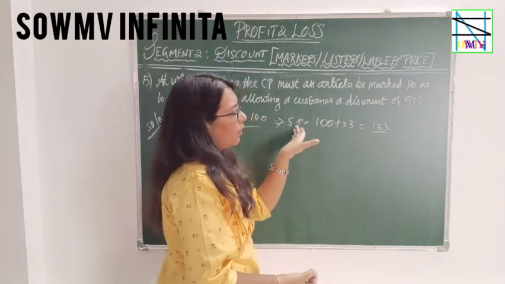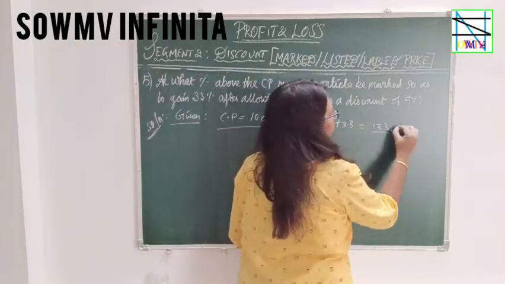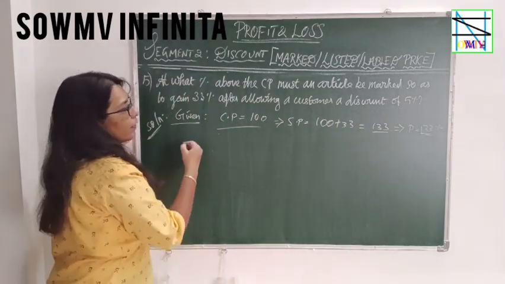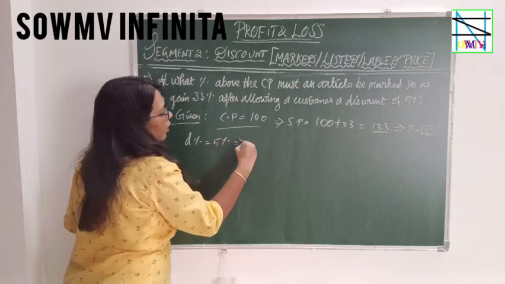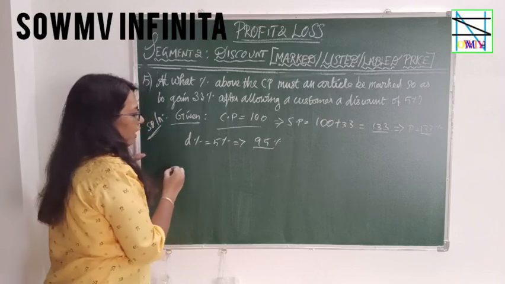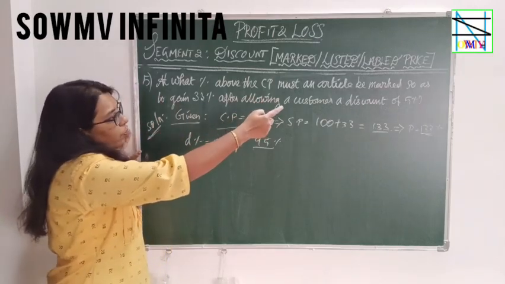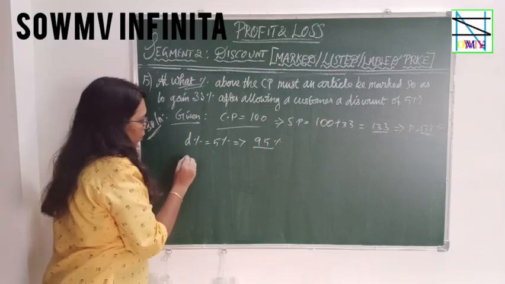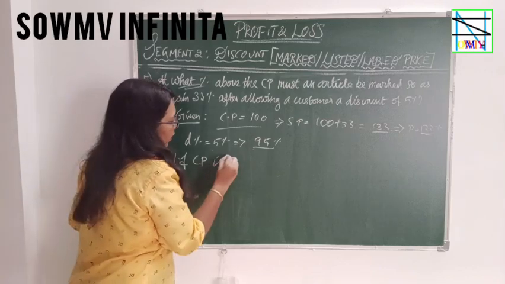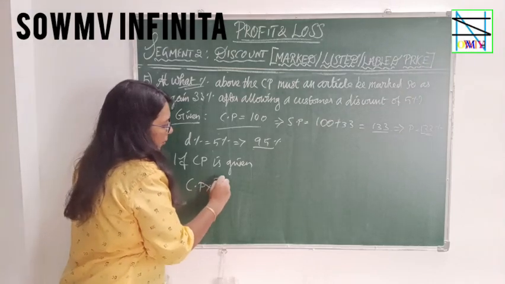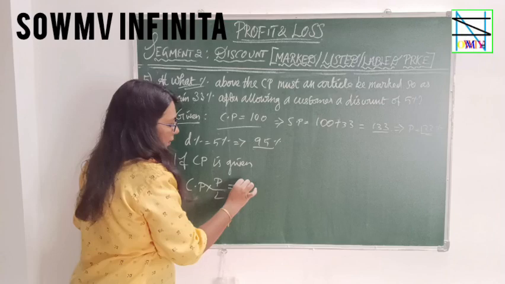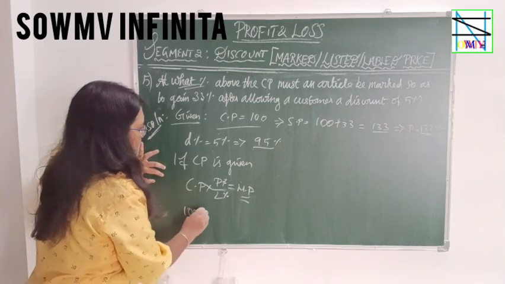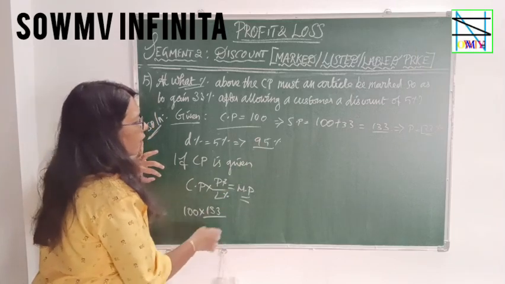133, this is the profit percent here. So discount is 5%, that means 100 minus 5 is 95%. You can find the marked price value because they mentioned to be marked so as to gain 33%. So if the third formula, if CP is given, CP into profit divided by loss percent is equal to MP. So CP is 100, profit percent is 133, loss is 95.